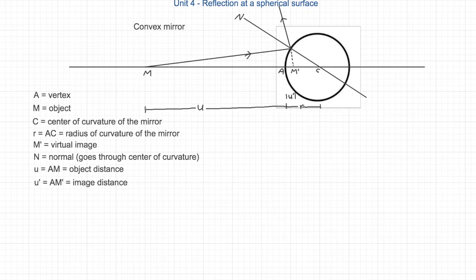N is the normal. We define the object distance as U, and that's the distance from A to M. That's a negative direction in this case, and U prime equals AM prime, the vertex to the image, and that is a positive direction going from left to right in this case. Keeping your signs straight is really, really important in optics. When you plug these variables into your equations, you must have the proper signs or you'll come up with the wrong answer.